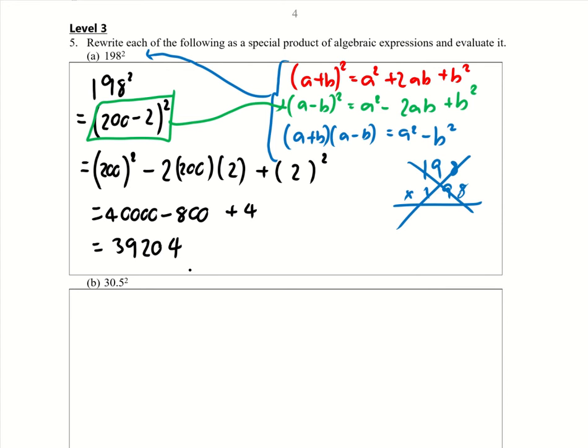All right, now let's take a look at the next one, 30.5 squared. So 30.5 squared, you realize that this is even worse than the first one. At least the first one was an integer, a whole number.